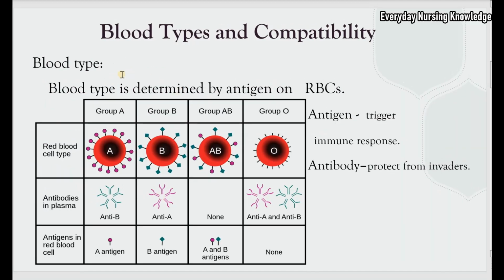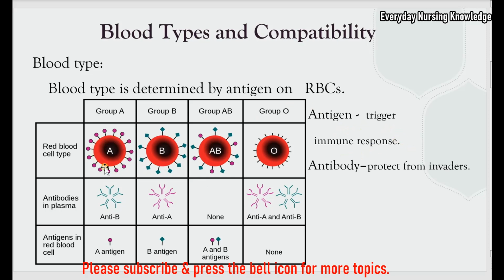Now, what is blood type? Blood type of a person is determined by the antigen found on the surface of red blood cells. There are two types of antigen on the surface of red blood cells, type A and type B. Remember, an antigen can be a foreign substance or a protein that can trigger an immune response.